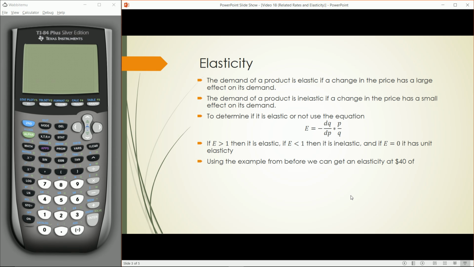If you use the same example as before and put those values in, we'll find that it has an elasticity which is less than 1. So it's a fairly inelastic equation. Yes, your demand's going down, but it's not going down by a ton, based on the price that's changing.